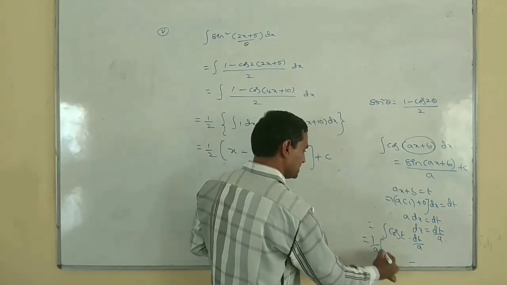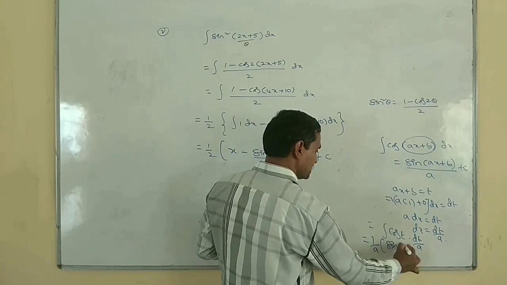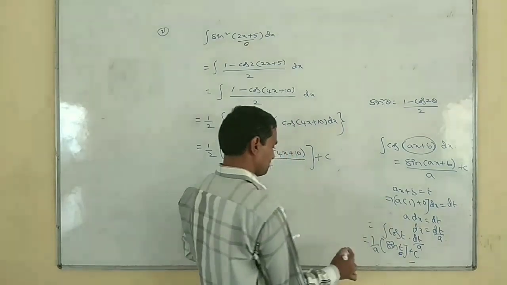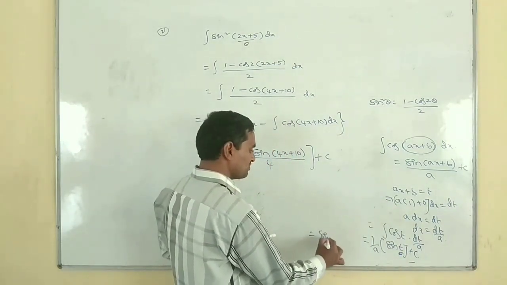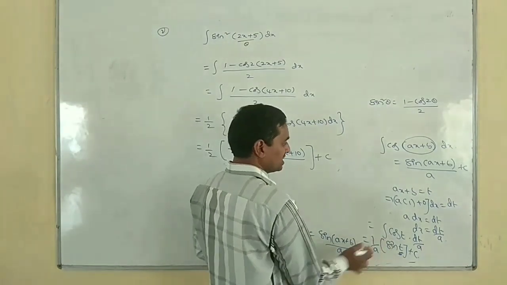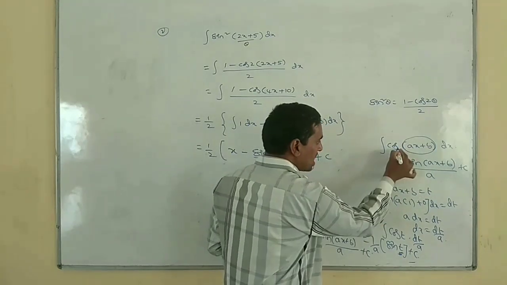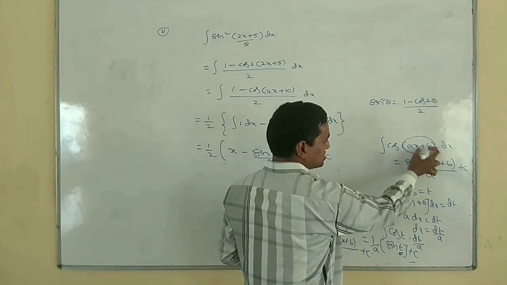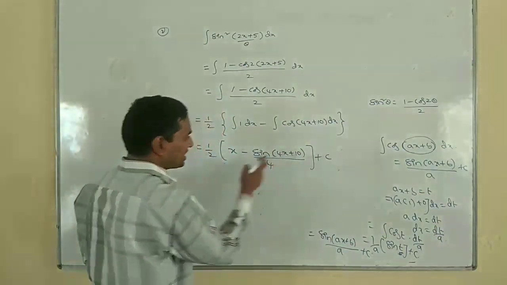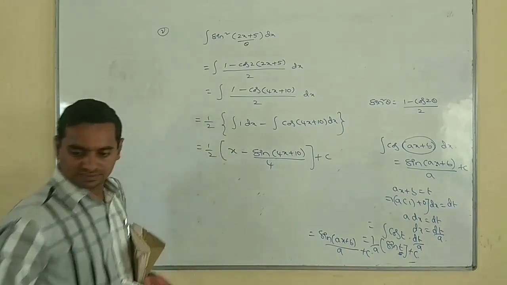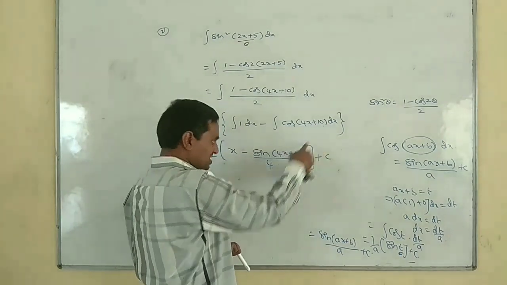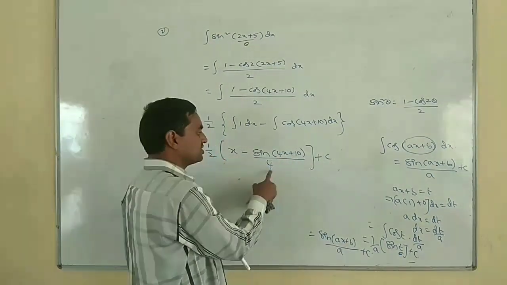1 by a is constant. Integration of cos is sin t plus c. In place of t, we write ax plus b. That means sin t is sin of ax plus b, by a, plus c. So directly you can write cos integration as sin of ax plus b, divided by the x coefficient, that is the denominator. According to that formula, we can write cos of 4x plus 10 integration as sin of 4x plus 10 as it is, divided by the x coefficient 4.